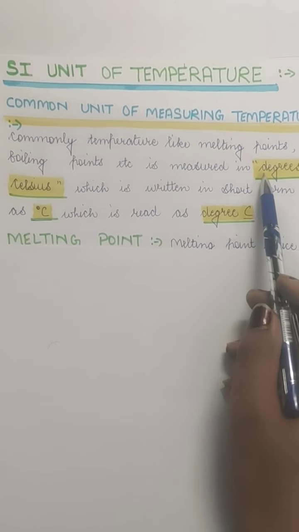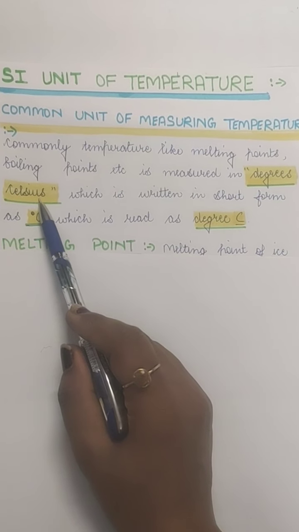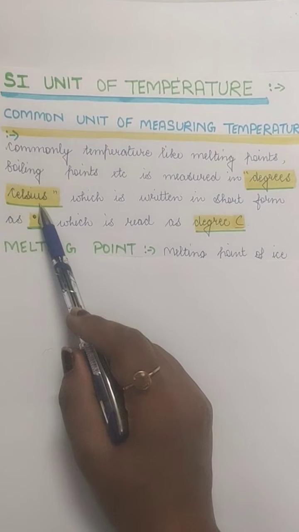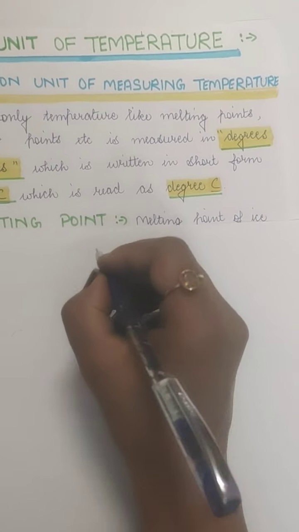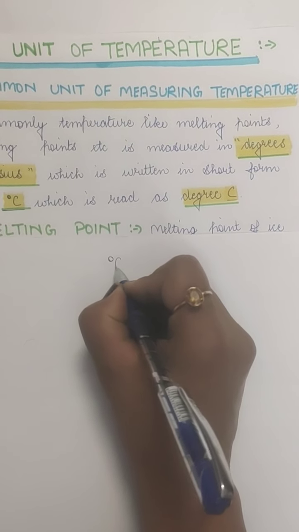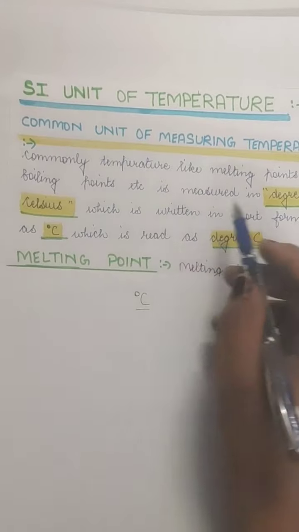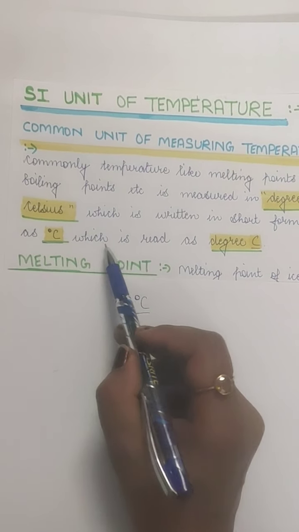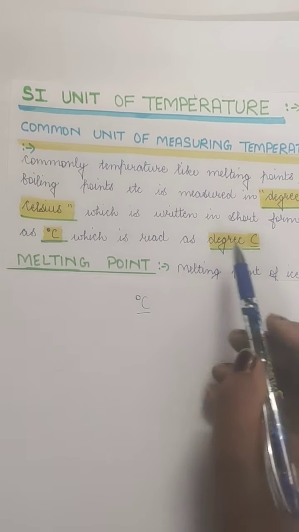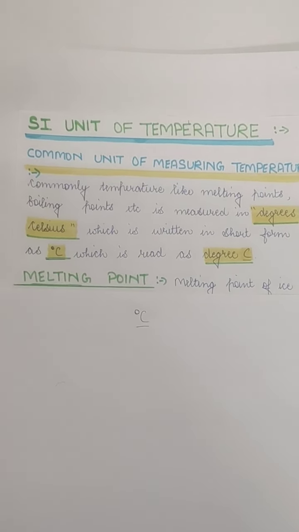is measured in degree Celsius. So degree Celsius we use most, and we call it degree C. So we draw like this, a simple small zero, and then we write a capital C. So this is the degree C which is written as a short form as degree C, and is read as degree C. So here we write a small degree sign, and then we read it as degree C.